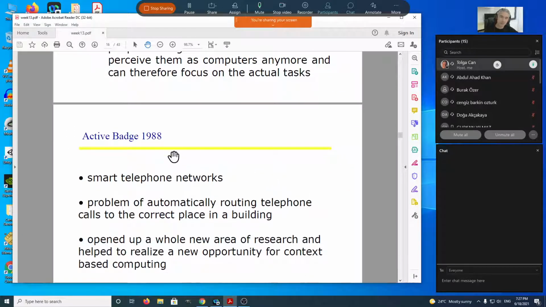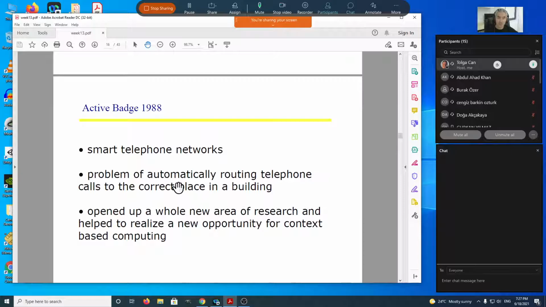One of those projects that they worked on was named Active Badge. It was before cell phones were that popular. It was a smart telephone network, this Active Badge. When you're in a large company and you have meetings in different rooms, you may not be in your office all the time. So it was kind of a tracker which automatically routed your calls to the correct place in the building. If you're meeting somewhere, it knew that you were really there.